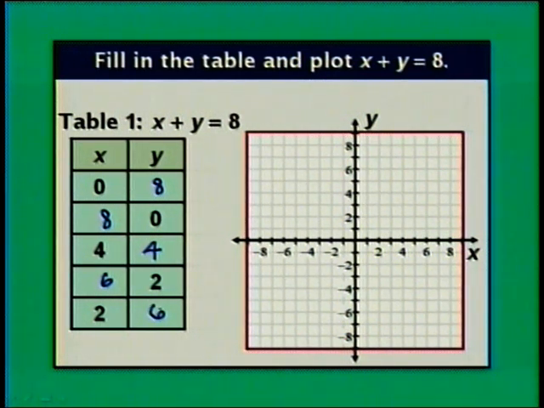So let's plot the ordered pairs this table leads us to. First, we have the ordered pair 0, 8. This is going to be our vertical intercept. Then we have the ordered pair 8, 0. This is going to be our horizontal intercept. We have the ordered pair 4, 4. We have the ordered pair 6, 2. And we have the ordered pair 2, 6. Now I'm going to get out a straight edge and graph the line that goes through these points.